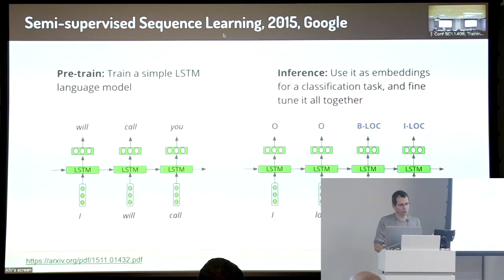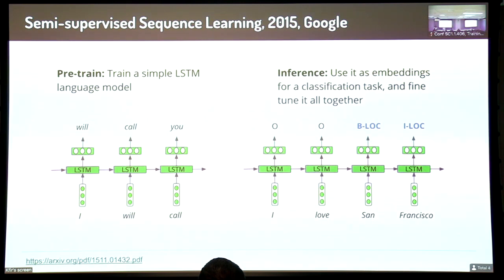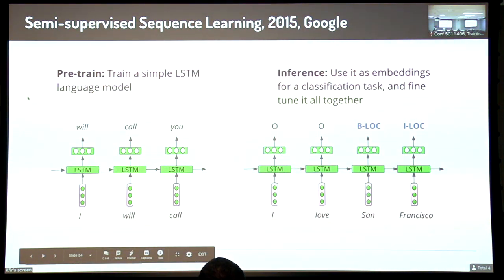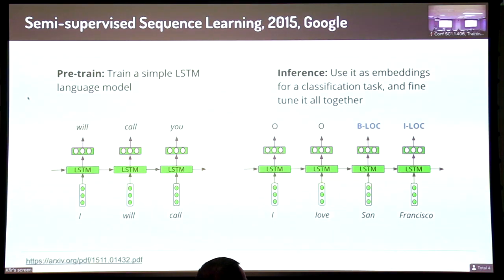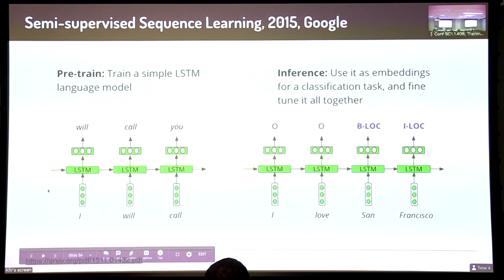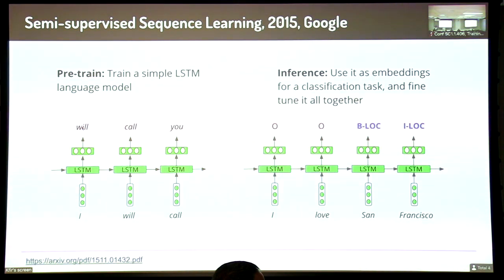One is this work by Google from 2015, semi-supervised sequence learning. They did a very simple thing, but very efficient. They trained a language model using a unidirectional LSTM. So a language model is exactly like what we did, but only unidirectional. And we're not trying to predict NER labels here. We're trying to predict the next word in the sentence, right?